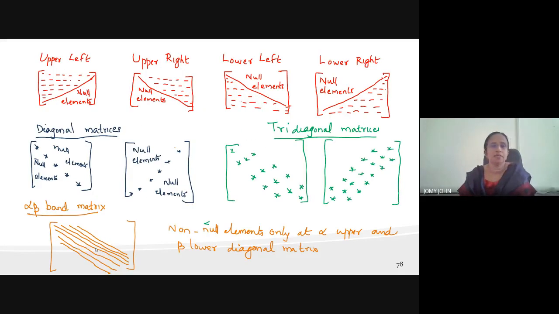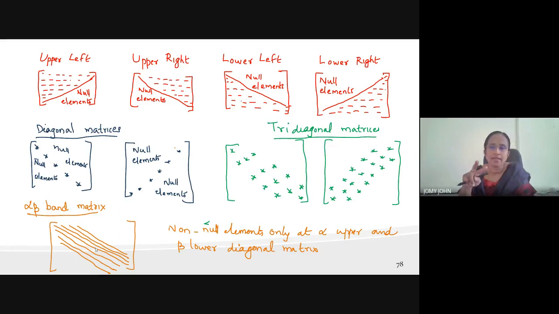See, these are the examples. Upper left means only elements in the upper left corner contain values. In the case of upper right, the upper right elements contain values. All others are null values. Similarly, lower left means the lower left elements contain values. For lower right, the elements are in the lower right corner. In the case of diagonal matrices, there are elements only in the diagonal part. Upper right as well as upper left are null elements. Diagonal elements can be forward diagonal or backward diagonal.